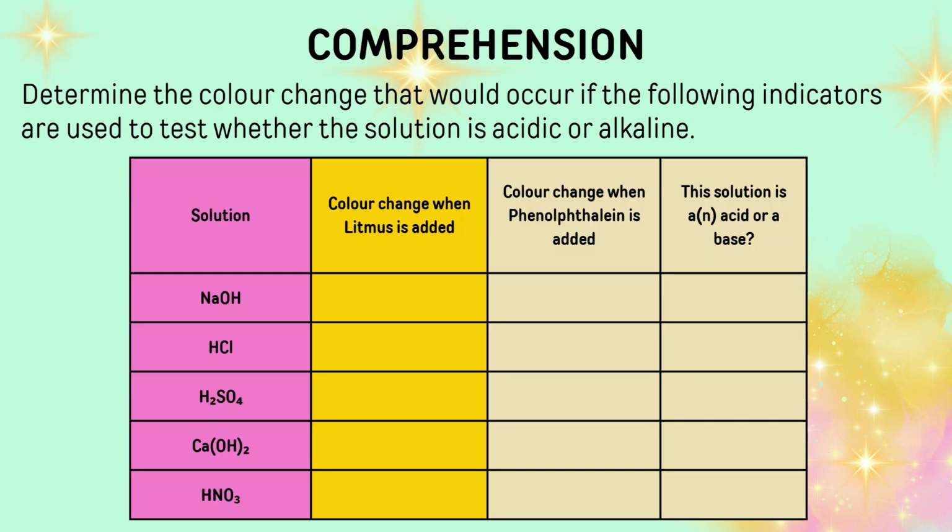Comprehension. Determine the color change that would occur if the following indicators were used to test whether the solution is acidic or alkaline.